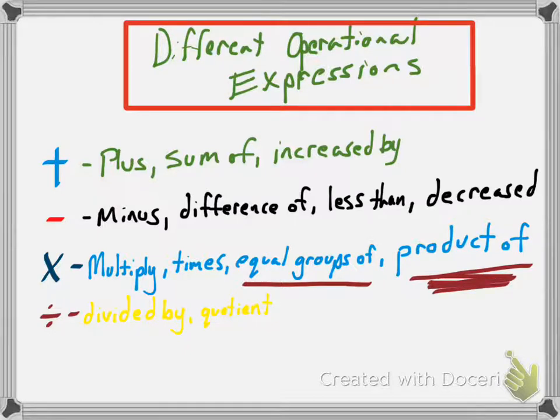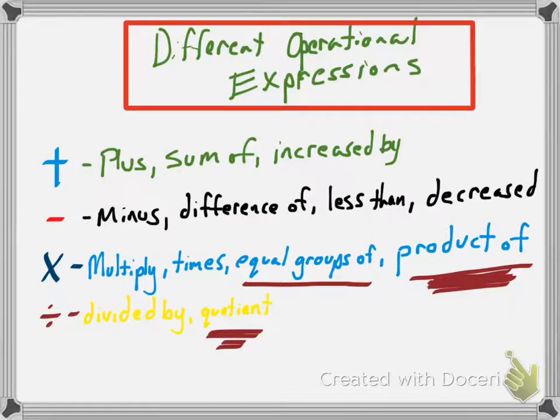It's something you've developed. Quotient is dividing. It's getting less than. You're taking away the groups. Multiplying is putting groups together. It's equal groups of. Quotient is taking them apart. So remember that. Product of is multiplying.